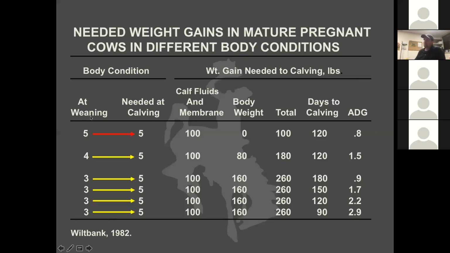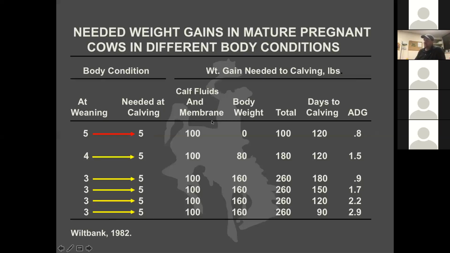We need to bump them up. So in a cow that is in perfect condition, ideal condition at weaning, we want her to be that at calving, because from the time she calves till we breed, it's really hard to put weight on, okay? And that's going to be the next table. But we want her to be in that condition score 5 by the time she calves.